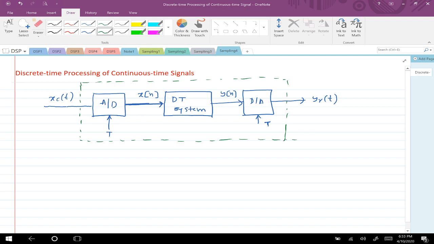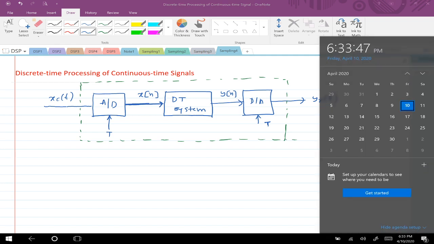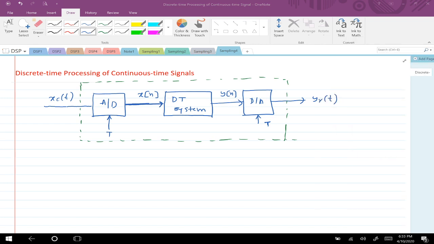then the whole box is taking as an input xc of t, a continuous time signal, and giving you as an output a continuous time signal, isn't it? So this is effectively what it is doing. Let me call it h effective of j omega, since this is a continuous time domain. Then this discrete time system, whatever processing you are doing, let's call it h of n here, and of course its equivalent in the Fourier domain is h of e power j omega.